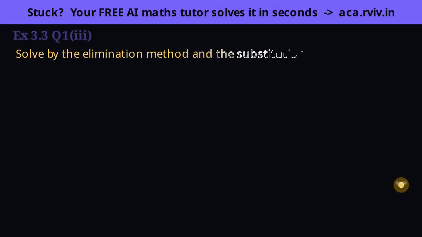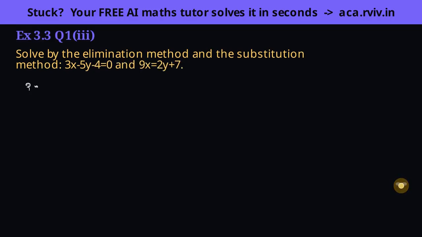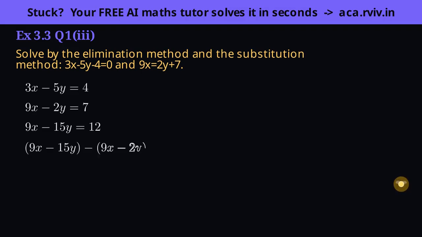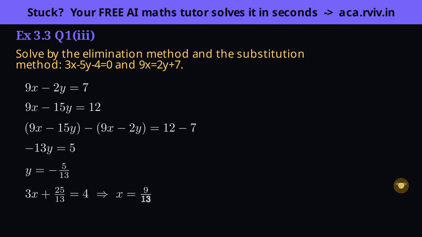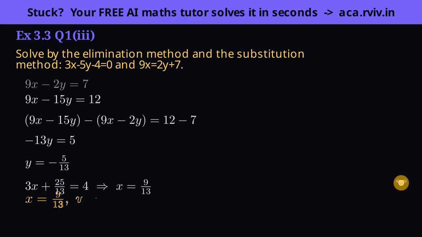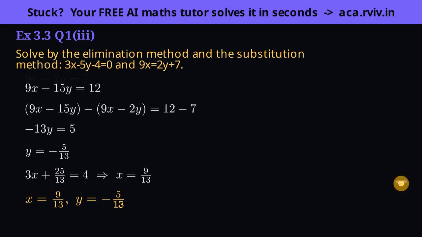Tidy to standard form before eliminating. Setup: first write both equations in the tidy x plus by equals c form. Rearrange the second. To eliminate x, multiply the first equation by 3. Subtract the second from this. Simplify. Solve for y. Back substitute into 3x minus 5y equals 4. Insight: always tidy to standard form first. It makes matching coefficients obvious.